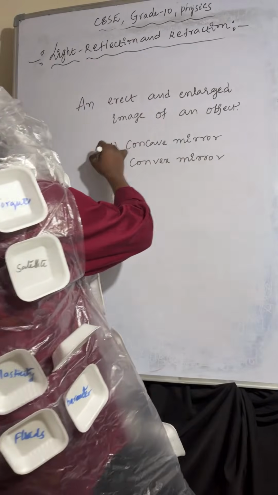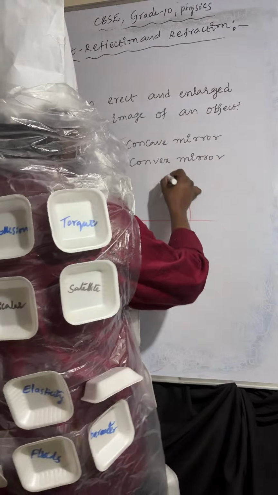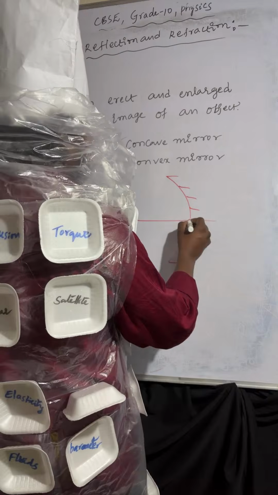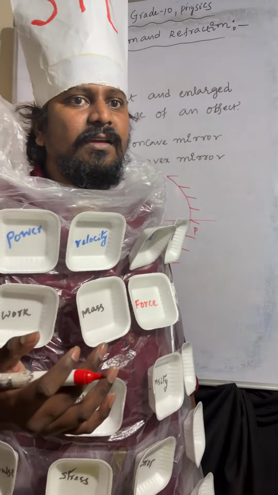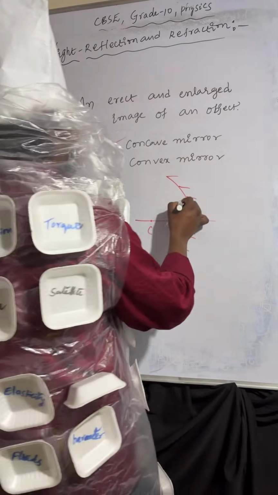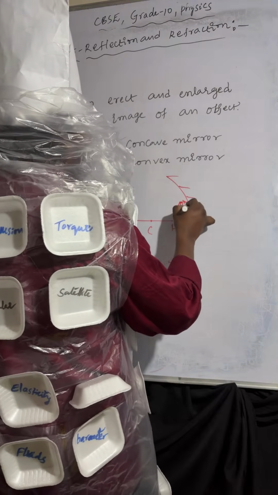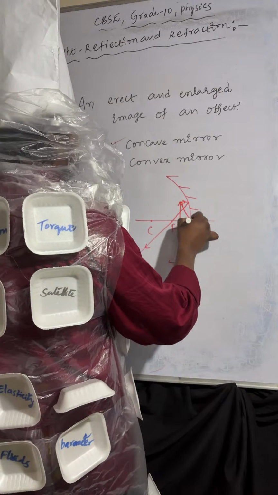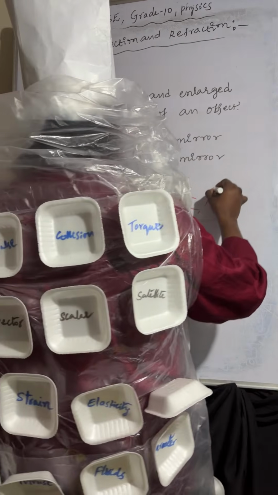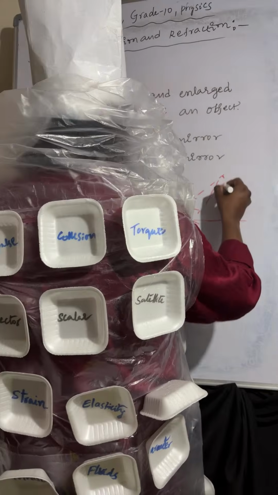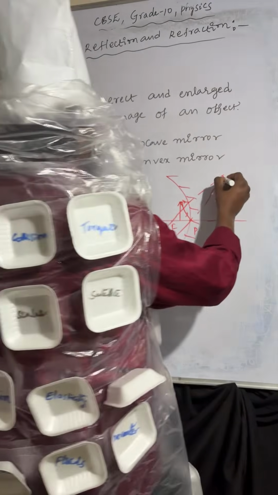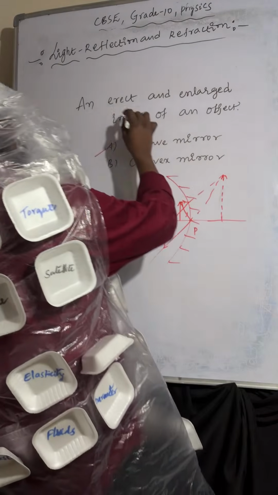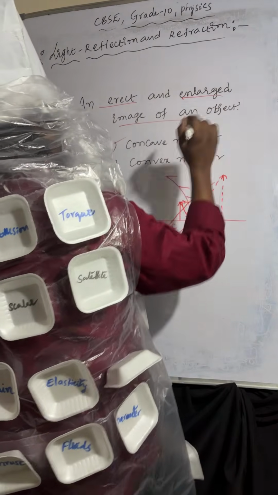Understood? In a concave mirror, in the last case you can see here: the pole, focus, and center of curvature. When the object is placed between F and P, one light ray I am taking like this, another ray is reflected back. If you extend them here, the image will form here. That is an erect, enlarged image of an object.